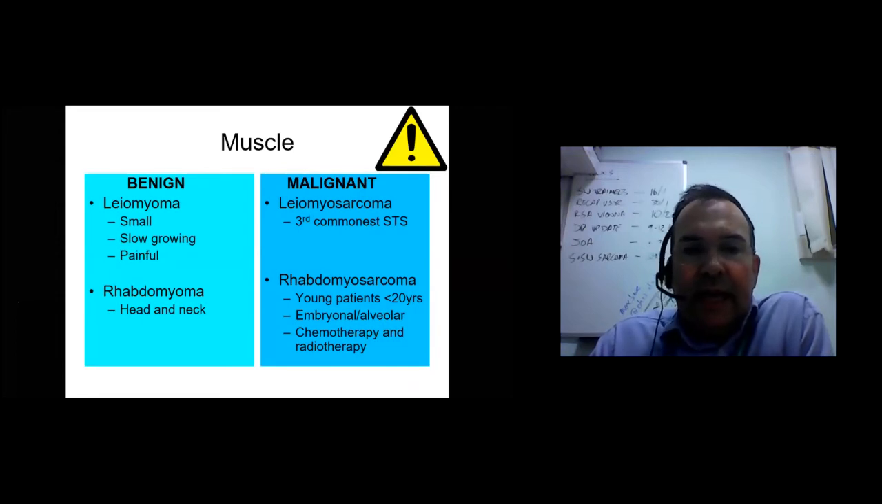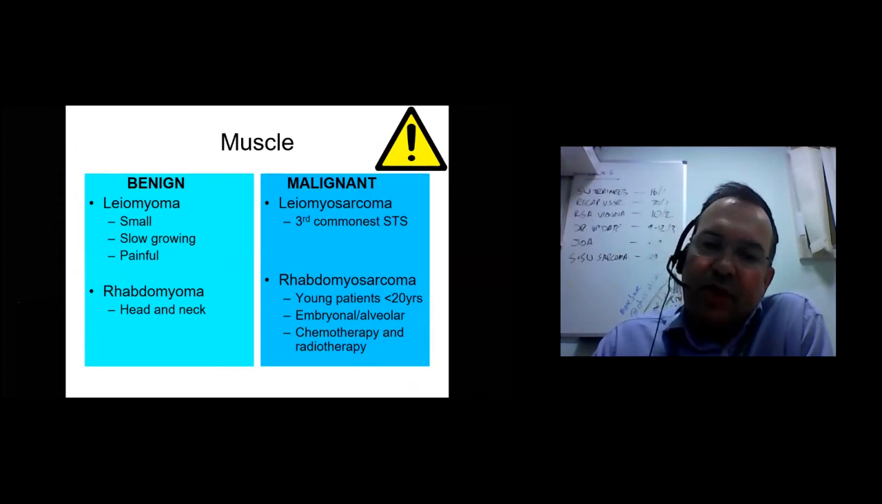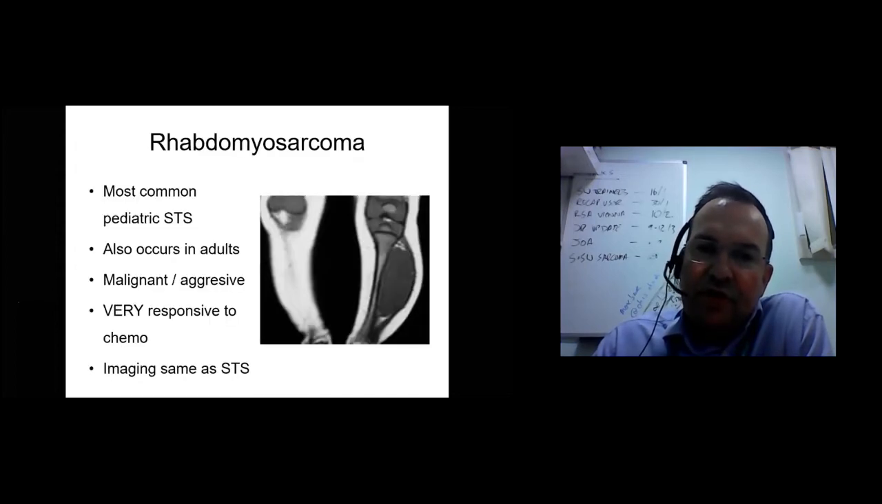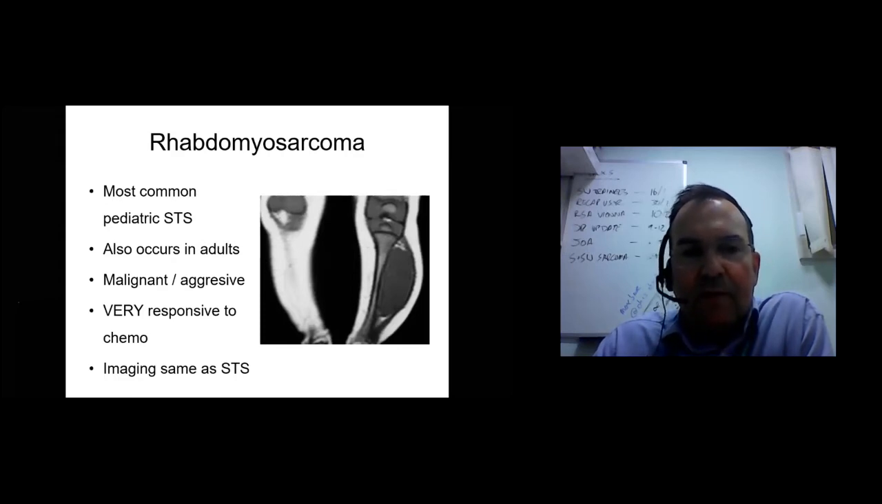So muscle, again, this is divided into benign and malignant. The malignant forms are the leiomyosarcomas and the rhabdomyosarcomas. These usually involve young patients and again will be treated with chemotherapy and radiotherapy. The pediatric oncologist will get very involved with these and give these youngsters neoadjuvant therapy before we do the definitive surgery. So here's a characteristic one here in a child, the most common of the pediatric soft tissue sarcomas, although it does occur in adults.